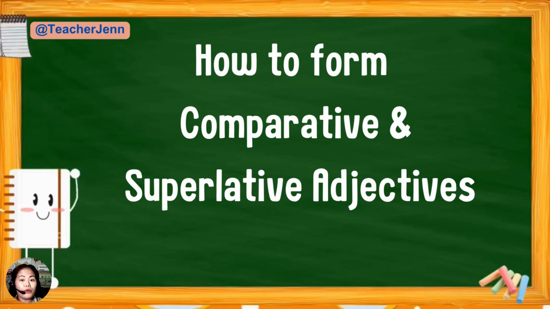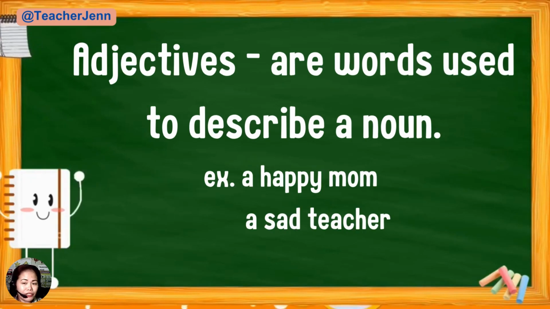So, how to form comparative and superlative adjectives? We're going to learn that in this video. Adjectives are words that we use to describe a noun, like happy, pretty, beautiful.